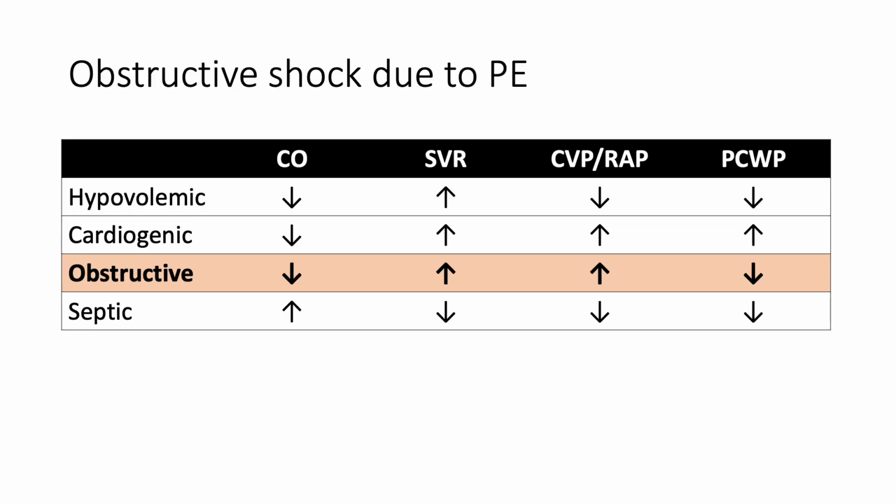Now, the type of shock caused by a pulmonary embolism is classified as obstructive shock. And there's 4 broad categories of shock you should think about when you have a patient with hypotension: hypovolemic, cardiogenic, septic, and then obstructive. And obstructive is going to be cardiac tamponade, pneumothorax, or a pulmonary embolism. And you're going to have a low cardiac output, and in response to that, you're going to have a high systemic vascular resistance. Right atrial pressures are going to be very high because the pulmonary arterial pressures are high, and pulmonary capillary wedge pressure will be low because you're not getting blood from the right to the left because of the obstruction. That's how you can differentiate it from other types of shock.